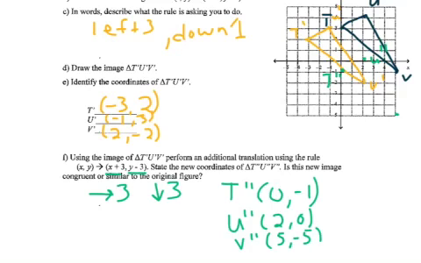If I connect my dots, I would then get something that looks like this. So as you can see, all I did was translate. When you think of translation, think about sliding. Slide to the right, slide to the left, and so forth.